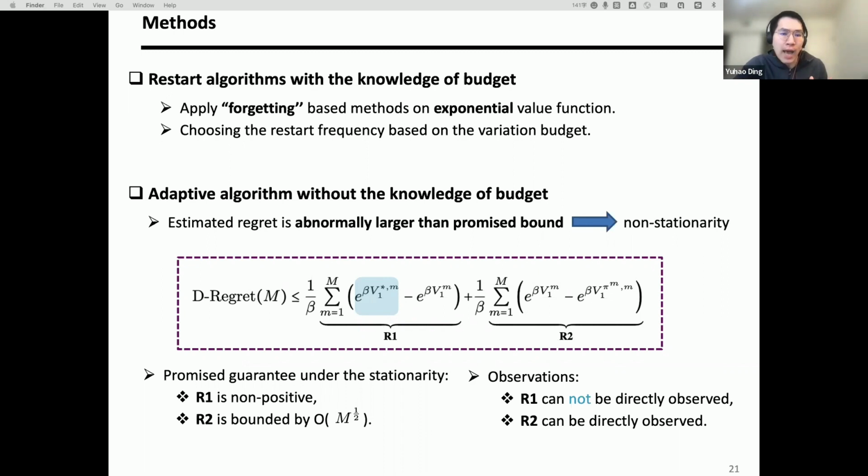For example, if we find that R1 is greater than 0, then the promised bound is violated, which means that the underlying assumption for this promised bound is violated, which means that this system is not stationary. And once we detect that the system is not stationary, we can restart our estimation of the system. However, the challenging part is that this term, which I highlighted using a blue box, cannot be directly observed because we never know the true optimal policy in advance.